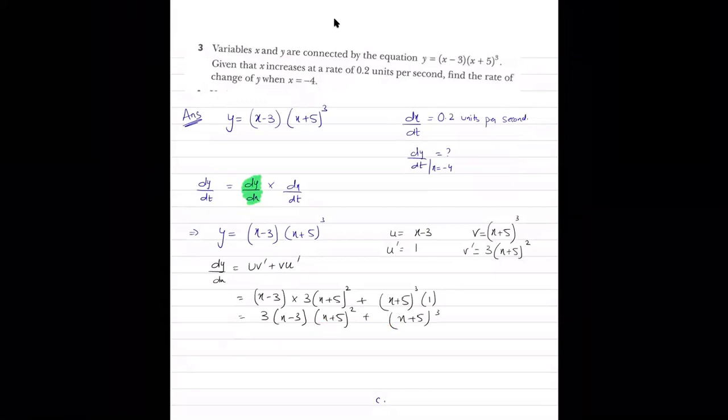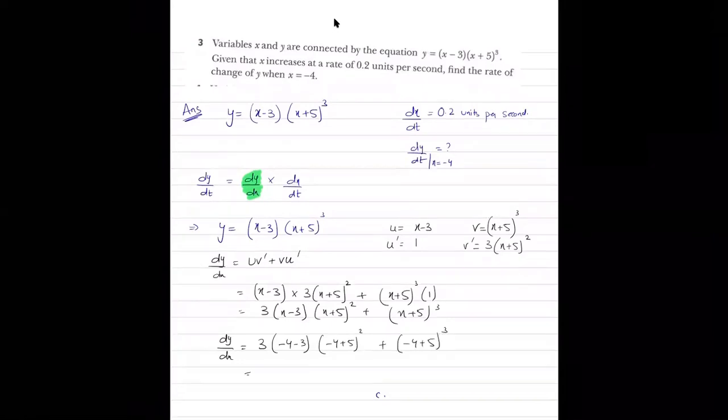Now I don't need to further simplify this, because I'm only interested in finding dy by dx at a particular value, and that value is minus 4. So instead of wasting time simplifying, I'm going to plug in x as negative 4 and evaluate. Negative 4 plus 5 is 1, 1 squared is 1. Negative 4 minus 3 is negative 7. Negative 7 times 3 is negative 21. Negative 21 plus 1 comes out to be negative 20, right?